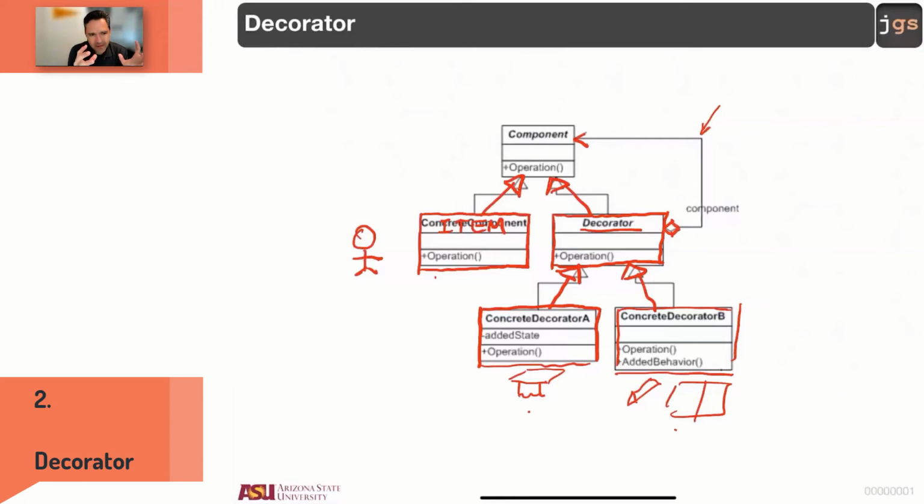I have a class, and that class is decorator, and that class is a child of component, but also that class has the diamond, a component. What is going to happen?